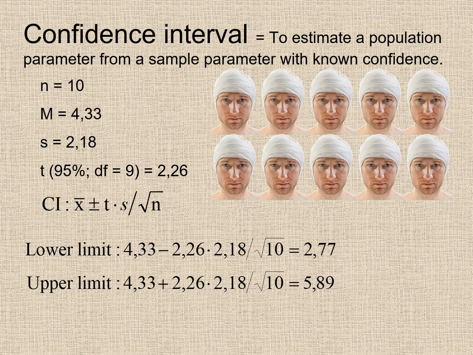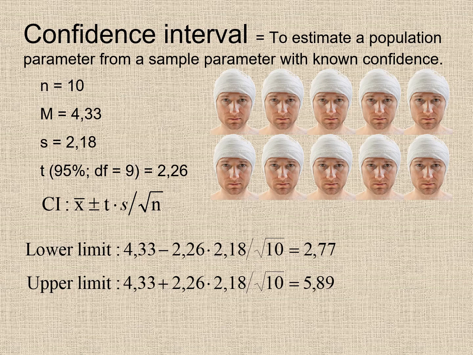Confidence intervals are quite popular to calculate. You calculate confidence intervals when you try to estimate what the population parameter value might be. For instance, what might the population mean be based on calculations in a sample? As an example, here we have 10 trauma patients. I hope you see that they're trauma patients. And we measure the working memory capacity.